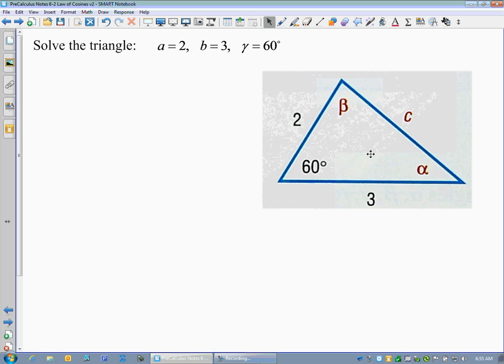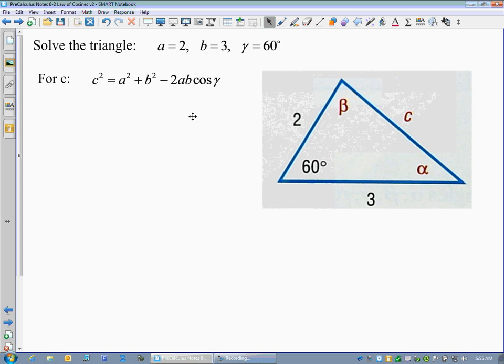So I'm going to start out solving for c. That's our direct use of the law of cosines here. For c, I have gamma, so I'm going to use the version of the formula that has gamma in it. So we have c squared equals a squared plus b squared minus 2ab cosine gamma.